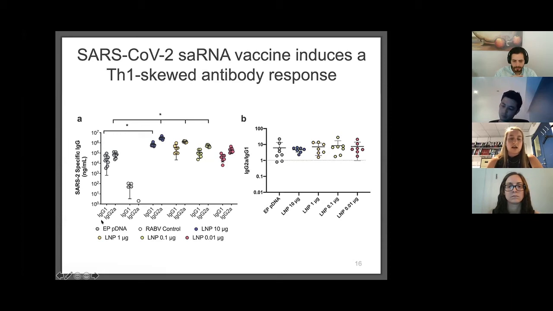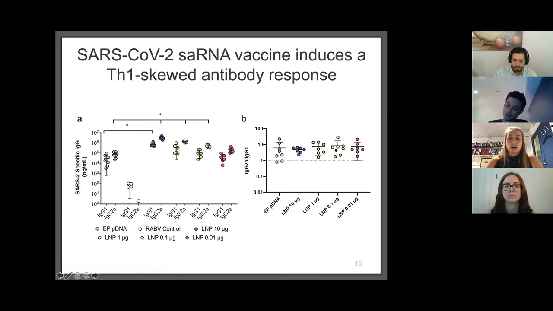We do this by looking at the IgG1 versus IgG2A in the blood. On the left is just the quantities of these, but what's really important is the ratio of these two. So on the right graph is the Th1 to Th2 skewing. When you divide the IgG2A by the IgG1, this gives you the Th1 to Th2 ratio. So anything over 1 will be a Th1 response, anything under 1 will be a Th2 skewed response.